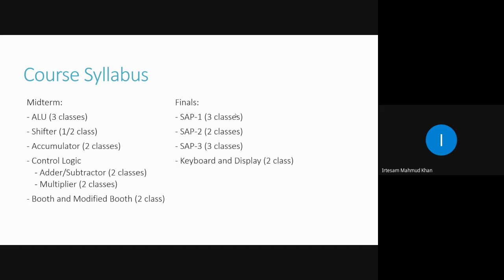Okay. Finally, we will be discussing how we can interface keyboards and displays. For displays, we will be discussing only seven segment displays, how we can connect a seven segment display or keyboard to the microprocessor, and how we can use those seven segment displays or keyboards to send values or get values in from them. So this is the basic course syllabus. Maybe we will change the order sometimes a bit here and there, but mostly this will be rigidly followed. And of course, I'm saying that BOOTH and modified BOOTH can be moved from midterm to finals. We will see in the later part of the course.